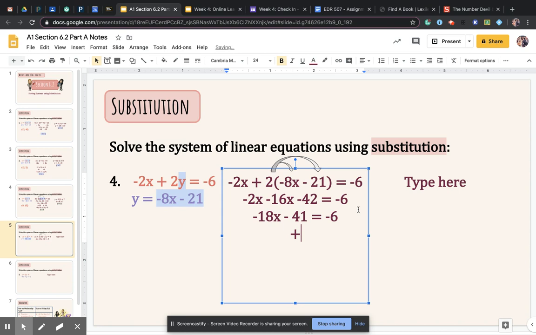I can add 41 on both sides, and when I do that, I get negative 18x. And then just really quickly, that's going to equal 35.